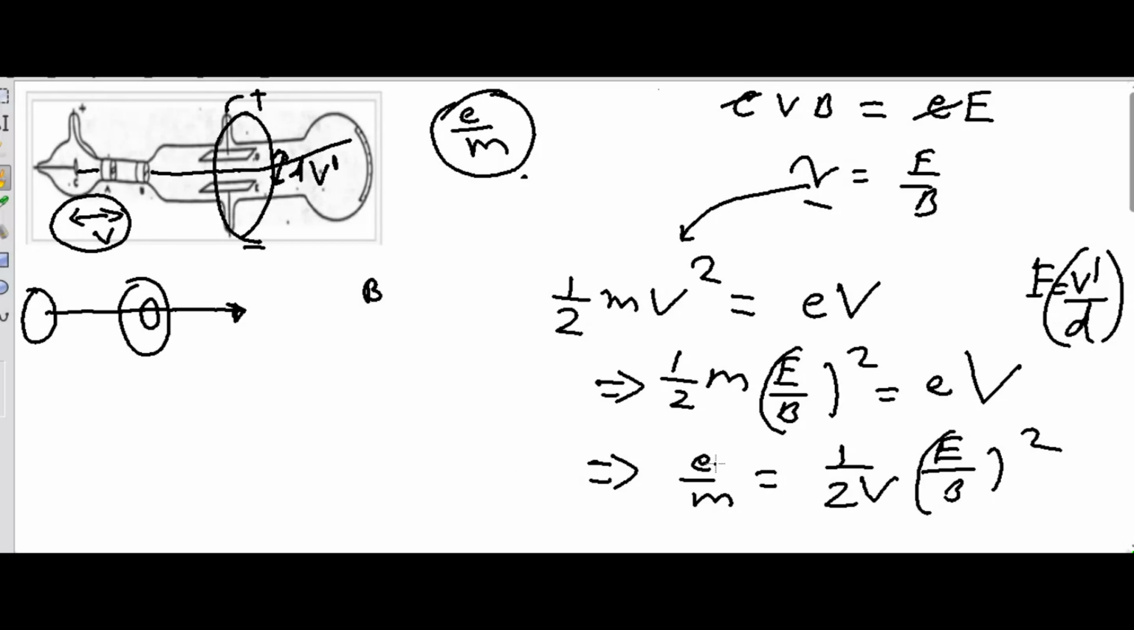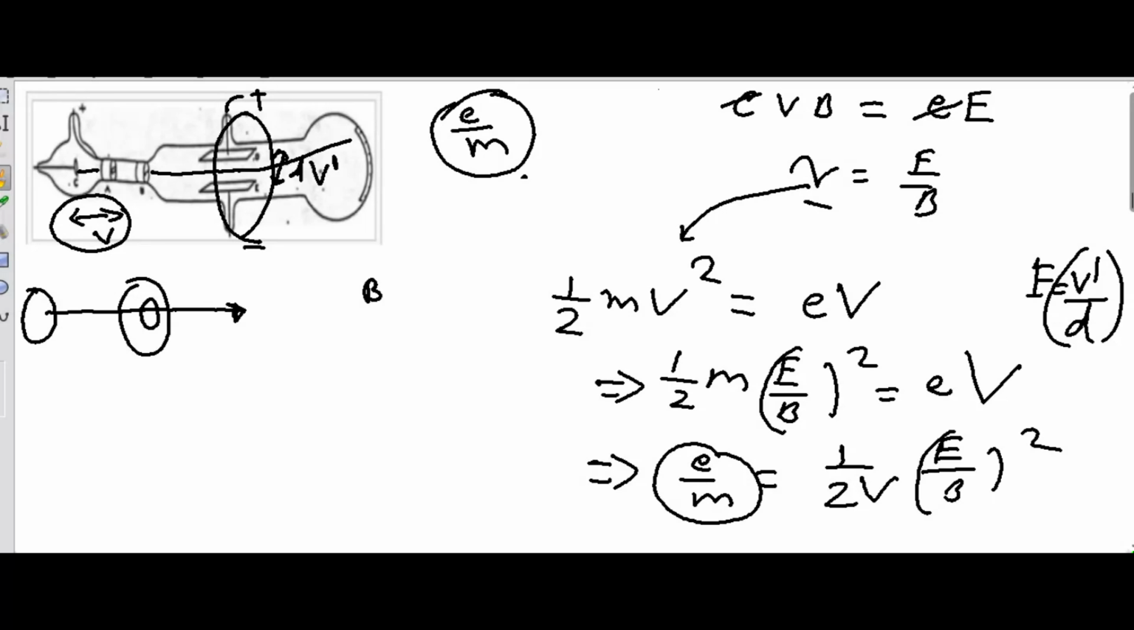So using this, Thomson determined the value of e/m, which is the fundamental property of any electron. e is fundamental, m is fundamental. He determined the ratio e/m, but still we don't know the individual value of the electric charge e. So how do we find the value of e?